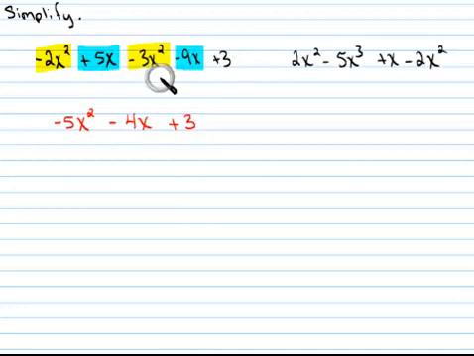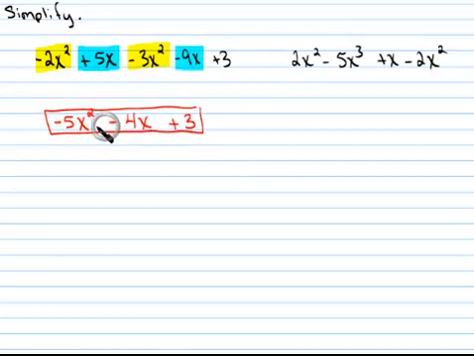So to simplify this polynomial, we end up with a second degree trinomial, or degree 2. And we can't simplify any further. We can't combine any terms or anything, so it stays like that.